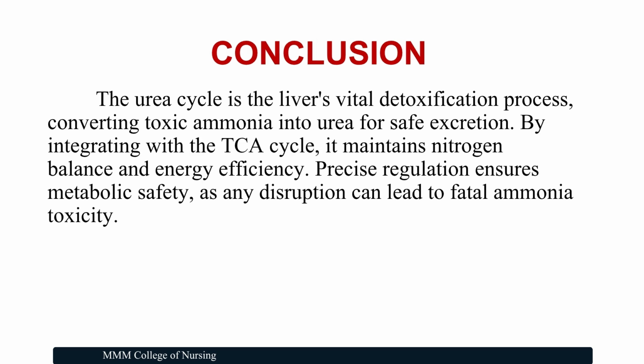The urea cycle is the liver's vital detoxification process, converting toxic ammonia into urea for safe excretion. By integrating with the TCA cycle, it maintains both nitrogen balance and energy efficiency in the body. Precise regulation of this cycle ensures metabolic safety, and any disruption, whether due to liver disease or enzyme defects, can lead to fatal ammonia toxicity.